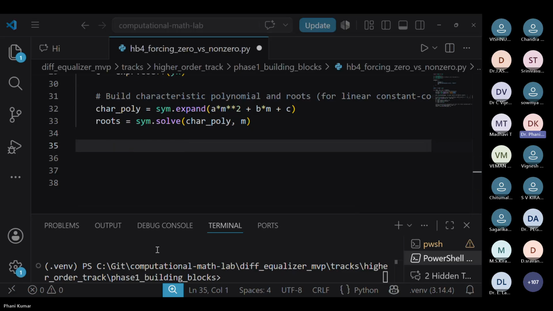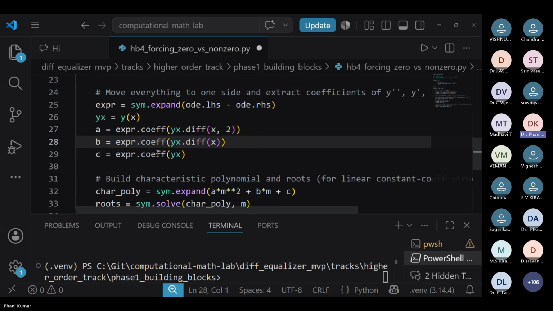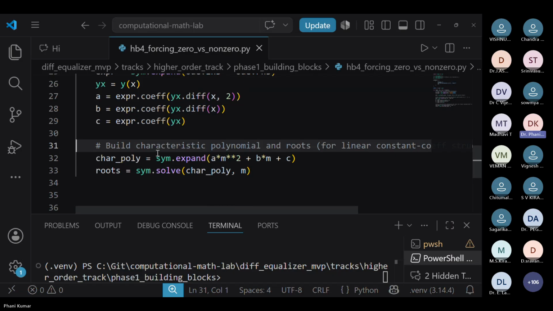Right. So if you go up a little bit, see here. So sim dot expand, everything here we are having. So sim dot expand, that one we are storing as expr. So see here the characteristic polynomial, sim dot expand. So this is the method: am square plus bm plus c. Already we know the values of a, b, and c. That is the characteristic polynomial.